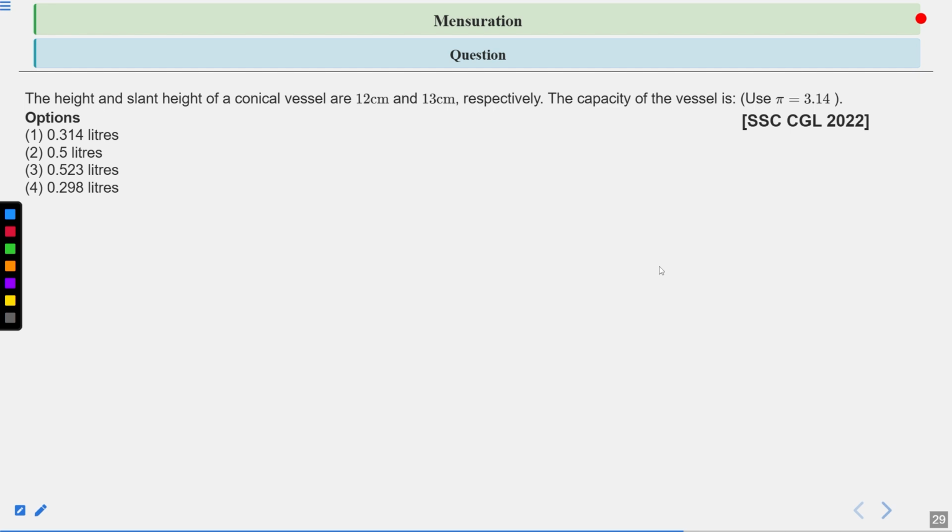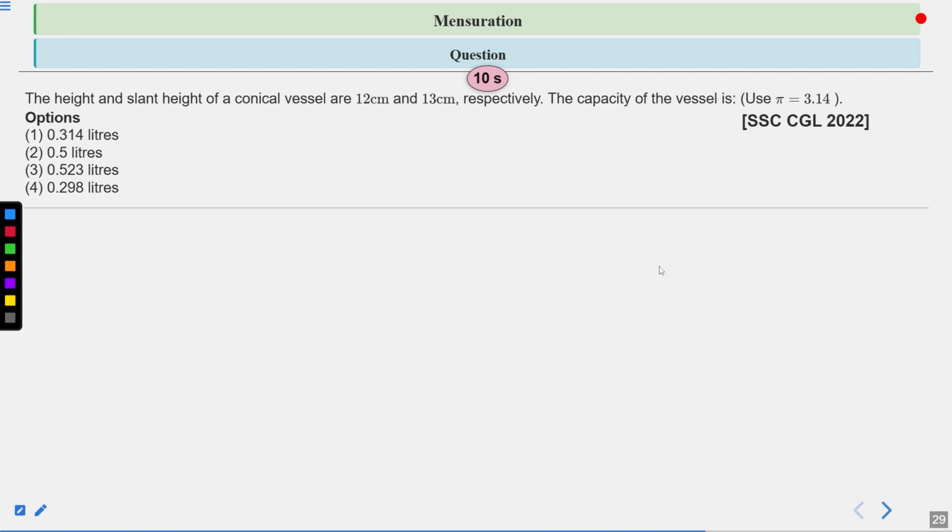The height and slant height of a conical vessel are 12 centimeter and 13 centimeter respectively. The capacity of the vessel is, use pi equals 3.14. This question was asked in the SSC CGL 2022 exam. There are 4 options. First one is 0.314 liter, second is 0.5 liter, third one is 0.523 liter, and fourth one is 0.298 liter.